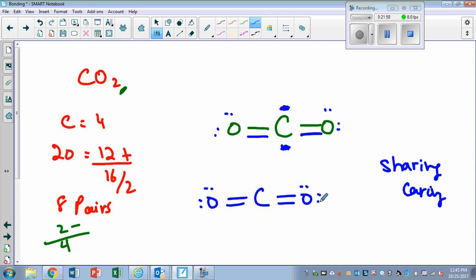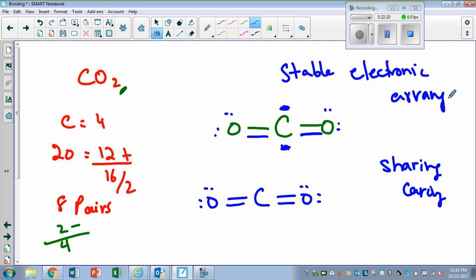So you do not start with double bonds. You first of all go with single bonds, and then whatever is left in terms of pairs, put them as lone pairs, and then see if you get a stable electronic arrangement. You do not stop until you have a stable electronic arrangement. And to get a stable electronic arrangement, the octet has to be complete. Everybody must have 8 electrons around them.